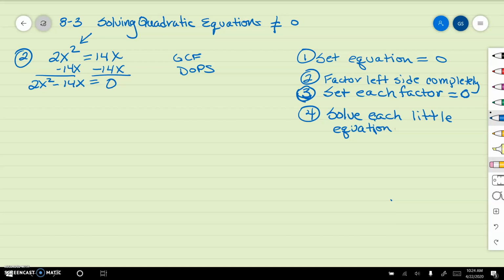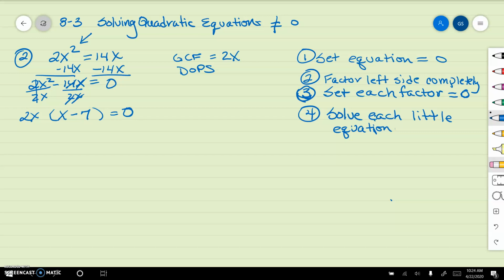And in this case, I see a 2, which goes into 14. They're both even numbers. I also see that they both have at least one x. That means my GCF equals 2x. I'm going to divide by 2x everywhere. That means 2x comes on the outside of one set of parentheses, which is equal to 0. What goes in the parentheses is x minus 7.